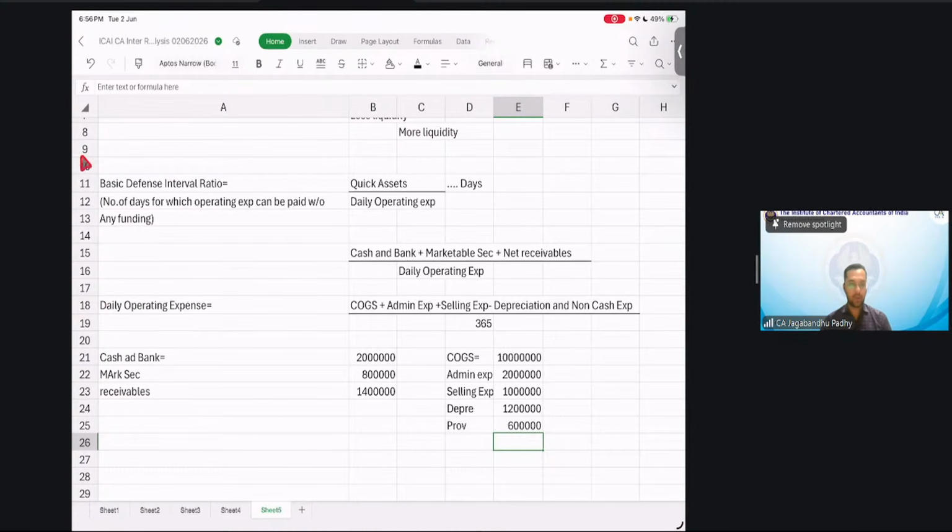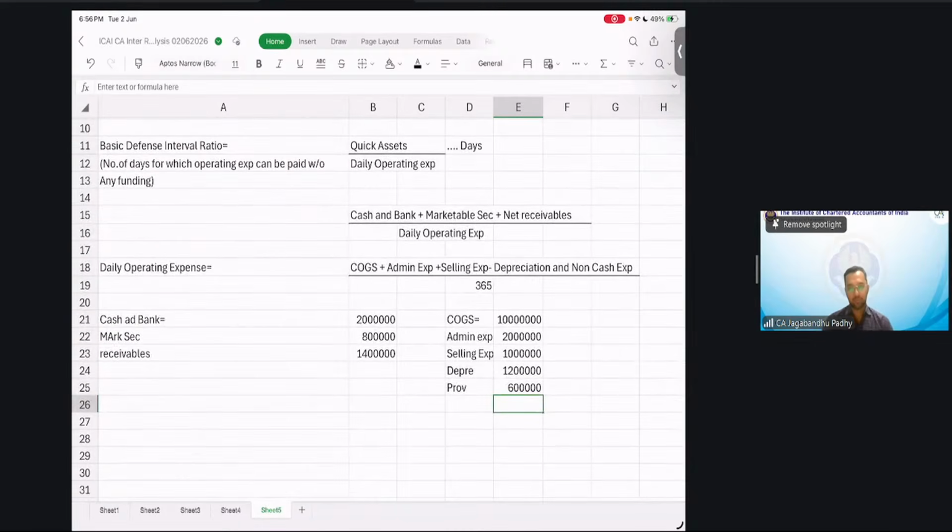Tell me, guys. Calculate the basic defense interval ratio over here. Use the numbers, use the formula, and then calculate the basic defense interval ratio.